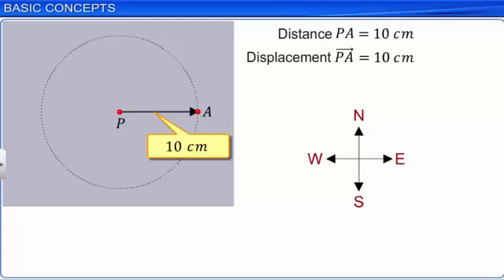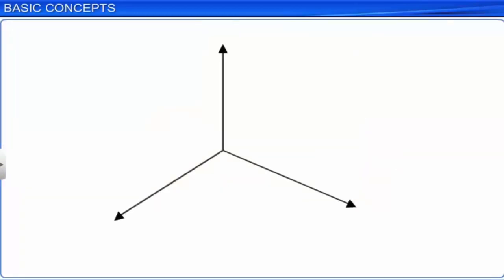Quantities like length, mass and time, which are characterized only by their magnitude, are called scalar quantities. Quantities like displacement, force, and electric and magnetic fields, which are characterized by both their magnitude as well as direction, are called vector quantities. Let us take another example of a line L in a three-dimensional space.